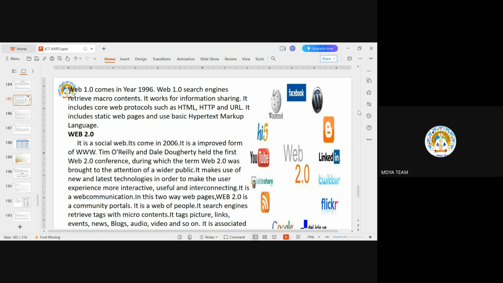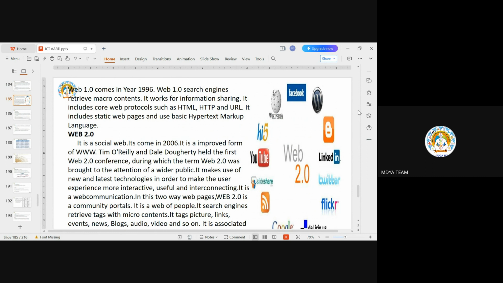Next is Web 2.0, sorry, Web 2.0. It is a social web. Now it's an advanced version of 1.0. In this Web 2.0, you can read and write. In this generation, you can read the content and you can also write your own content. It came in 2006. It is an improved form of the WWW. Tim O'Reilly and Dale Dougherty held the first Web 2.0 conference, during which the term Web 2.0 was brought to the attention of a wider public.